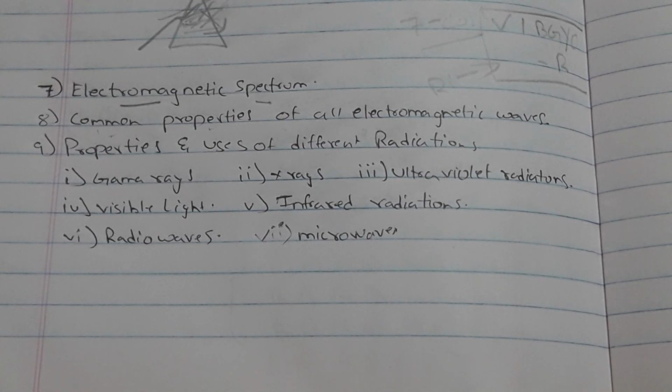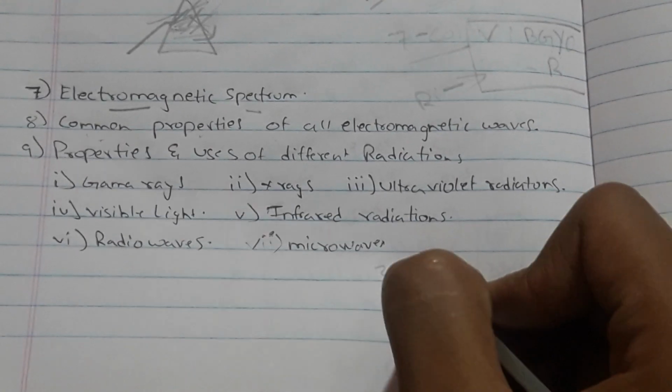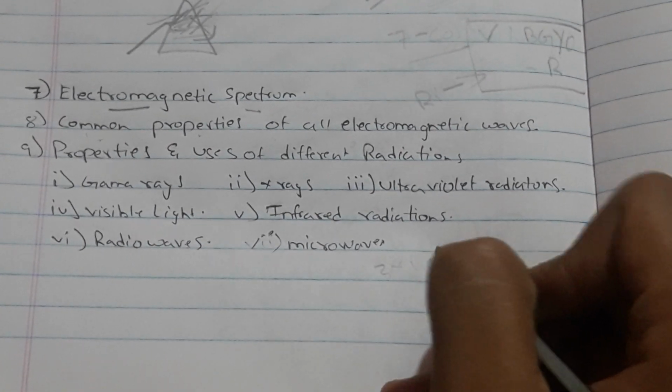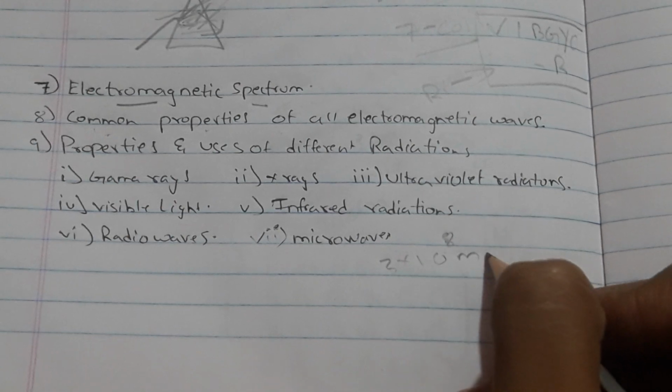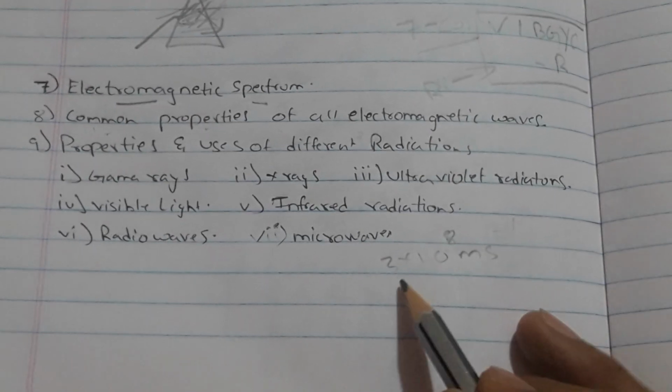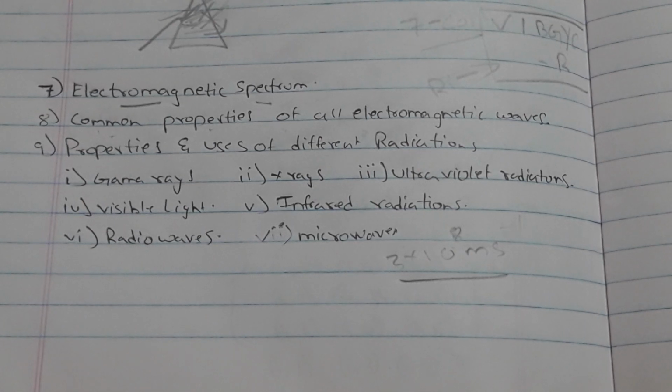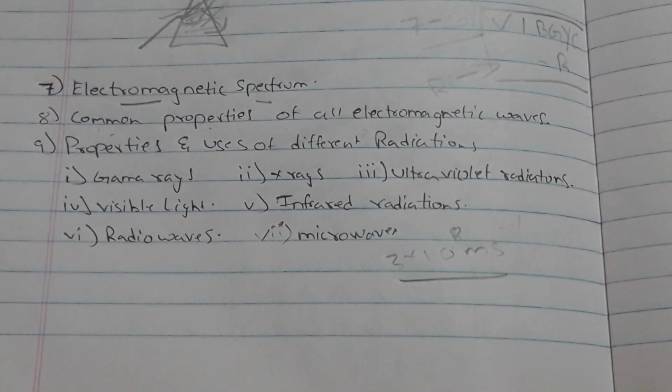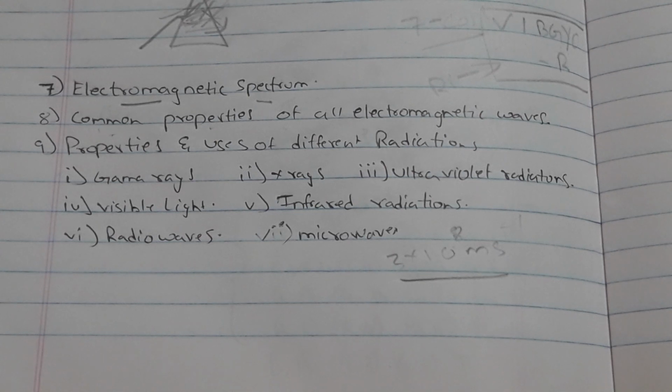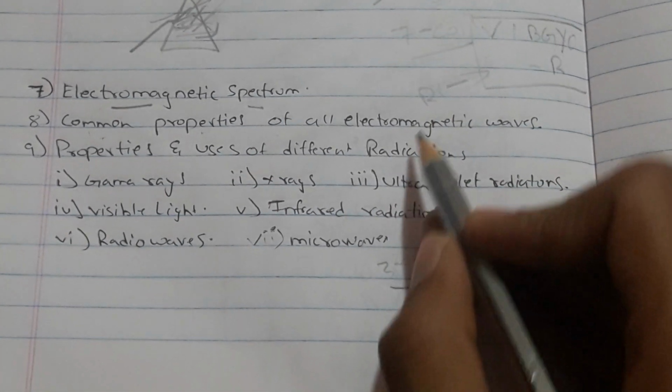What is the speed? That is 3 × 10^8 m s^-1. This is the speed in air. Those are the common properties of all electromagnetic waves, and there is another common property: these waves are transverse in nature. Also, these waves are not deflected by electric and magnetic fields. There is no effect on them by the electric or the magnetic field. Those are the common properties.